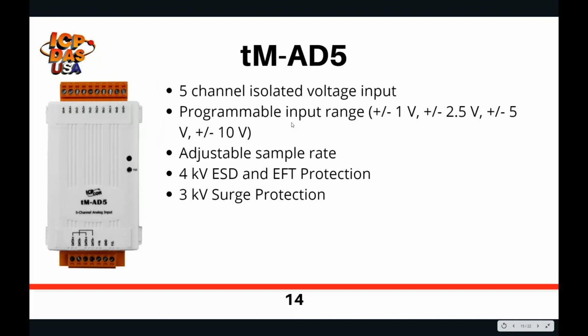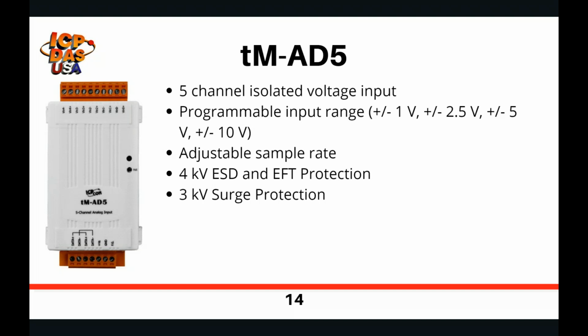Okay, so this is the TM-AD5, an example of one of our TM modules. It's a 5-channel isolated voltage input, with the programmable input range that you see there. It also has an adjustable sample rate, 4 kilovolt ESD and EFT protection, and 3 kilovolt surge protection. So there are a lot of different I/O configurations, especially in our M7000 series, and a ton of different modules, so I'm just giving you one example of each. And at the end, we can refer you to selection tables to give you a better idea of the scope of the products we're offering.